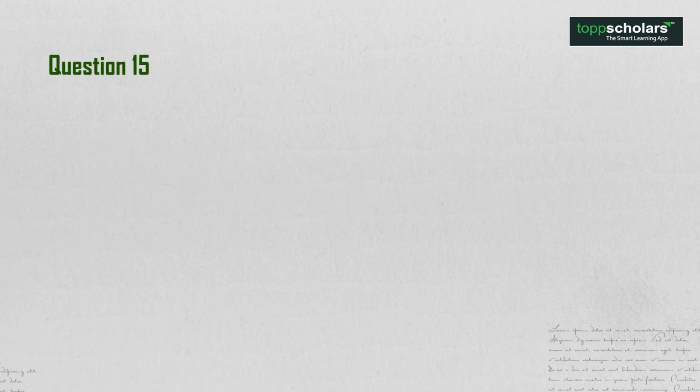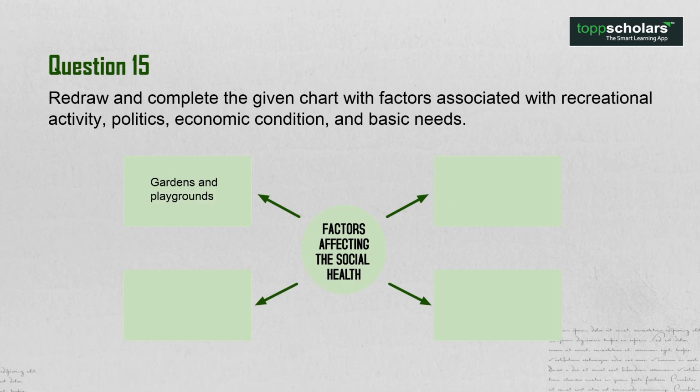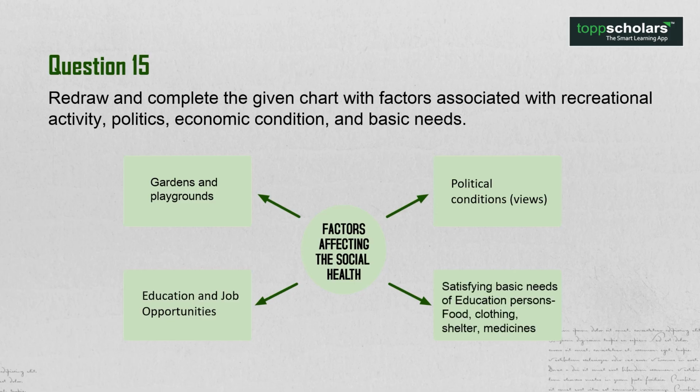Question 15. Redraw and complete the given chart with factors associated with recreational activity, politics, economic condition, and basic needs. Factors affecting the social health: gardens and playgrounds, political conditions or views, education and job opportunities, satisfying basic needs of education, person's food, clothing, shelter, medicine.